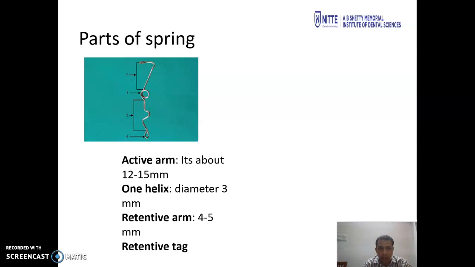The internal diameter is anywhere between 2 to 3 millimeters, generally 3 millimeters diameter. The active arm length should be about 12 to 15 millimeters. The retentive tag generally is incorporated in the acrylic base plate.